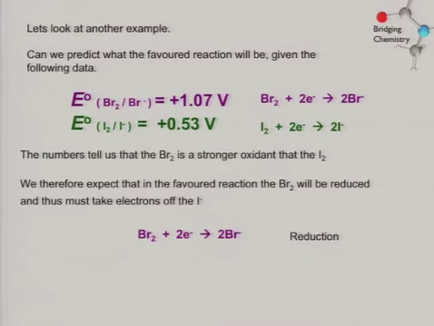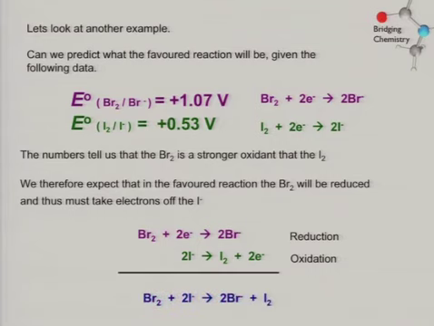If that's the case, then the oxidation must involve the iodine, but the oxidation will be iodide, I-, going to iodine, I2, plus 2 electrons. So iodide loses electrons to make iodine, so it's an oxidation. And then we can add those together to get the overall equation for the favoured reaction. Right? And that's it.